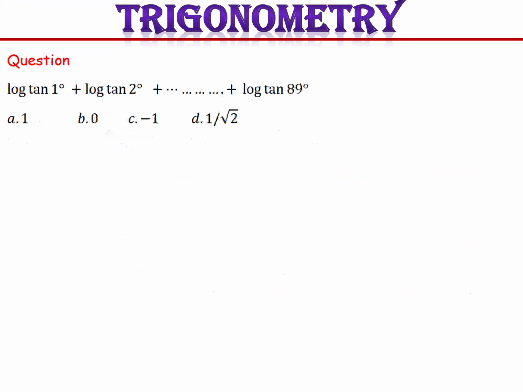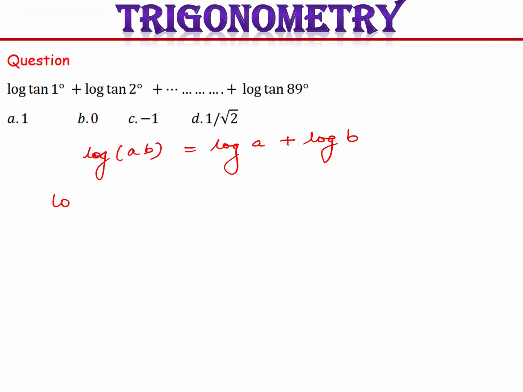Log tan 1 degree plus log tan 2 degree plus ... plus log tan 89 degree. So we need to solve this question, but before that we should all remember that log AB is equal to log A plus log B. So I can apply this vice versa also.